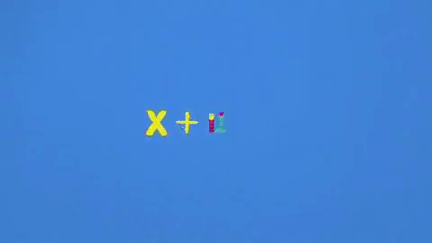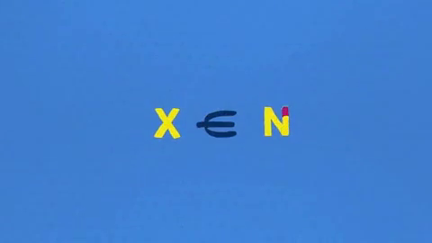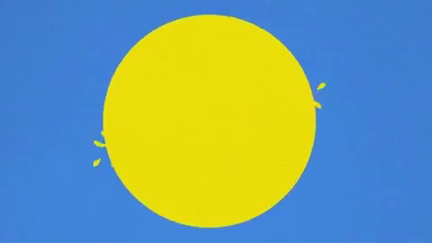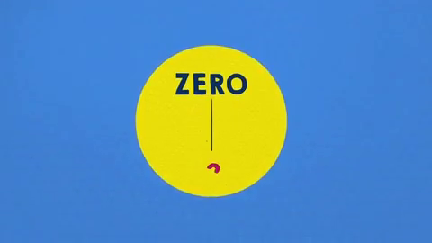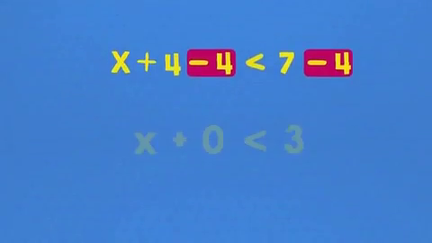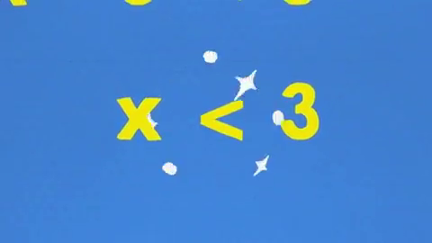x plus 4 is less than 7, and we know that x is a natural number, so the answer cannot be a negative number. Then what would be the value of x? We know it can only have a value of between 0 and 3. To isolate x, we subtract the number 4 from both sides of the inequality. Then, the solution set must be equal to the set containing 0, 1, and 2. We express this as x, such that x is smaller than 3.